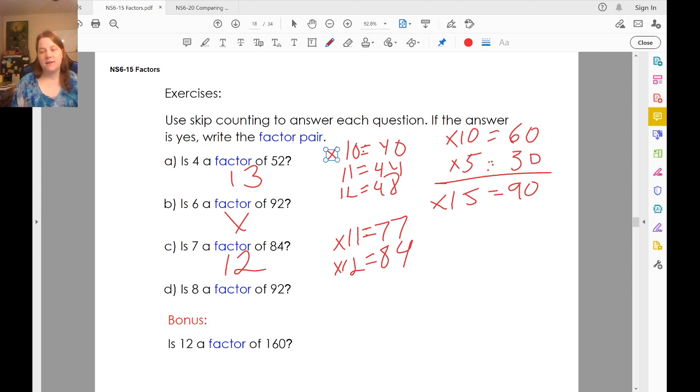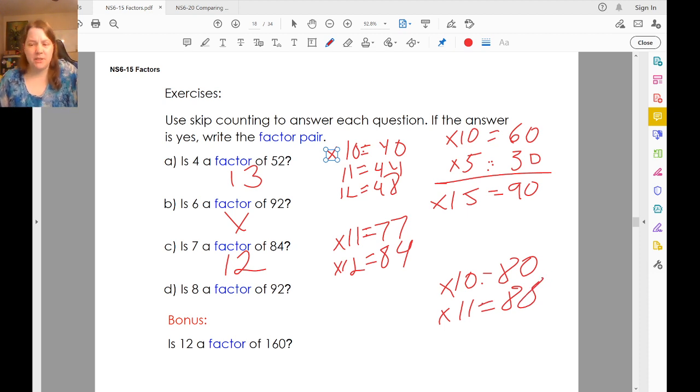And is 8 a factor of 92? I know that 8 times 10 is 80. Times 11 is 88. And 88 plus 4 is 92, so that's going to be a no. Is 12 a factor of 160? That's an interesting one for you to try.